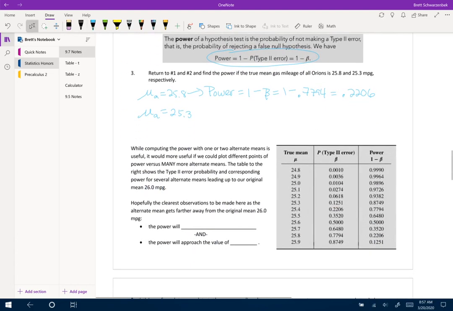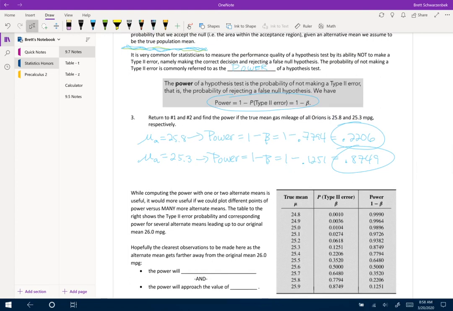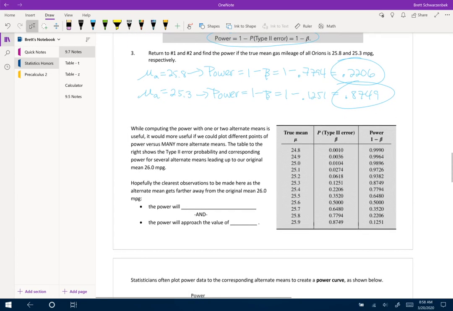So power equals 1 minus beta, or 1 minus 0.1251, which is 0.8749. So these are the probabilities of properly rejecting a false null hypothesis, i.e. making the correct decision in these tests. A lot of times, statisticians will look at the power of a test to grade its quality.